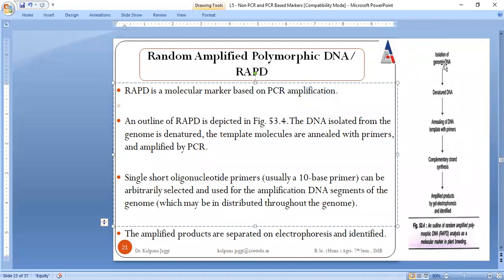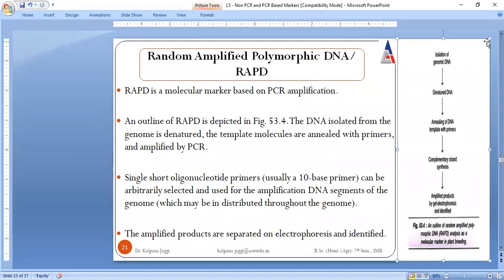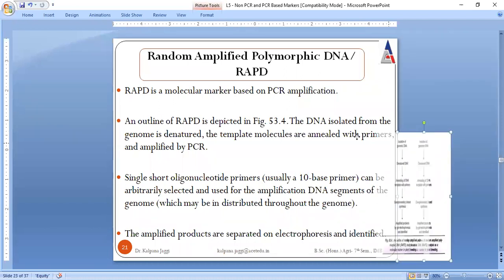This is the outline where DNA is isolated, denatured, annealed, and extended, right? And here short oligonucleotide primers can be selected and used for the amplification. Whatever products are amplified are separated on electrophoresis and then identified.